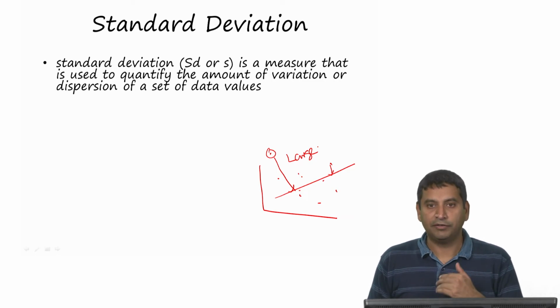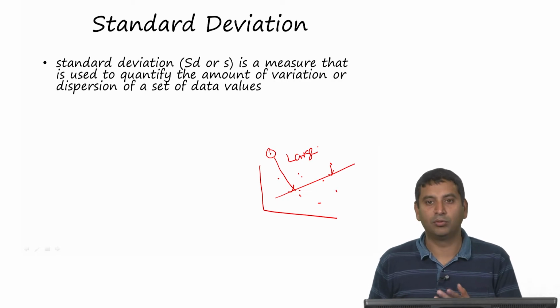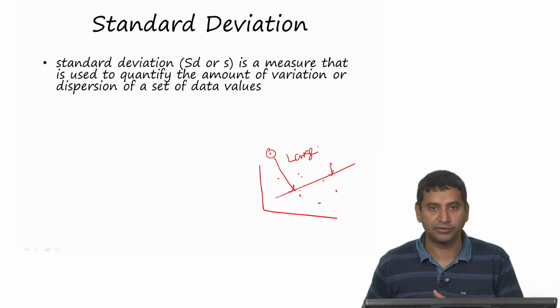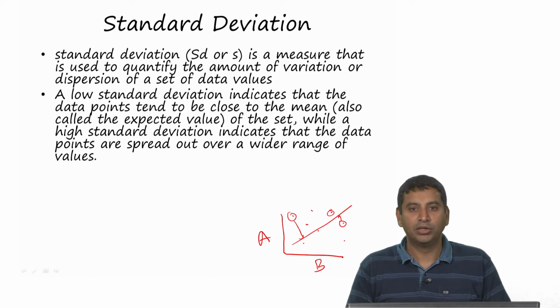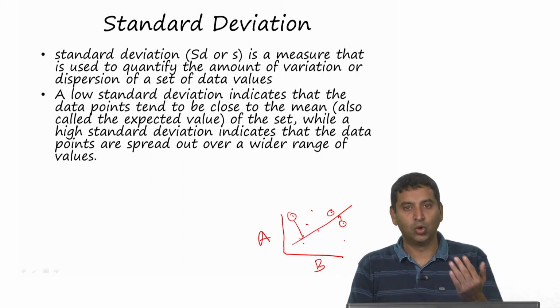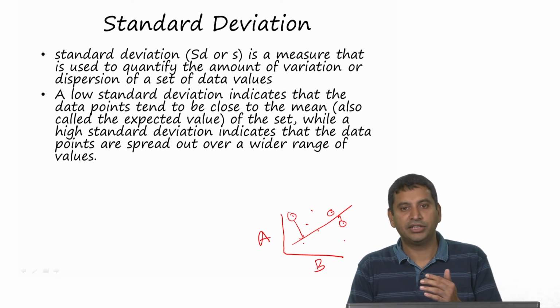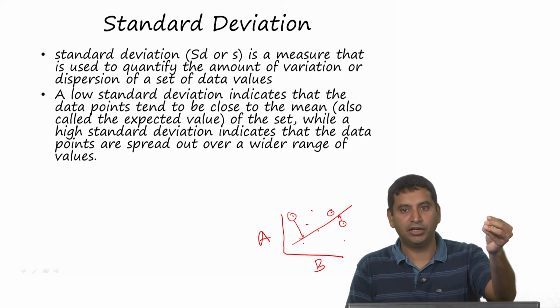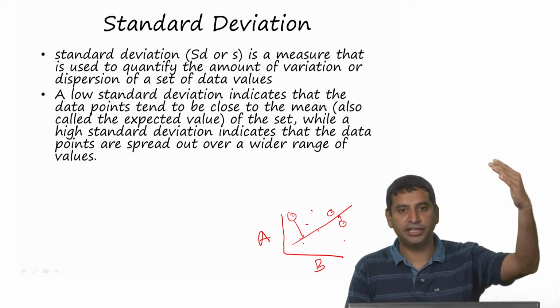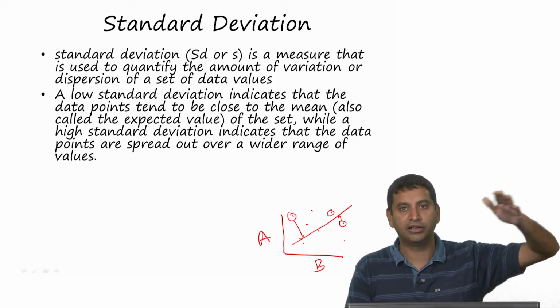But if I want to put a number to it, then I would determine what is known as a standard deviation. Now, what we typically say is that a low standard deviation means that the data points tend to be close to the mean or the expected value, while a high standard deviation indicates that the data are spread out over a wider range of values.